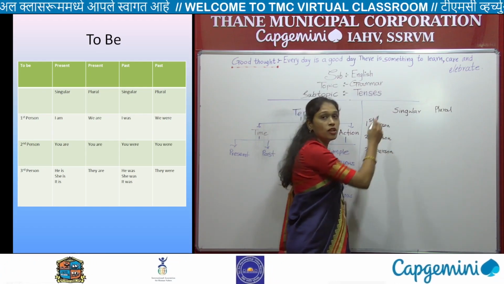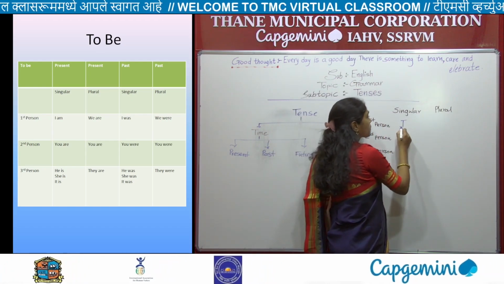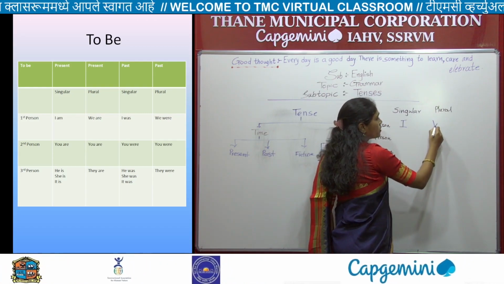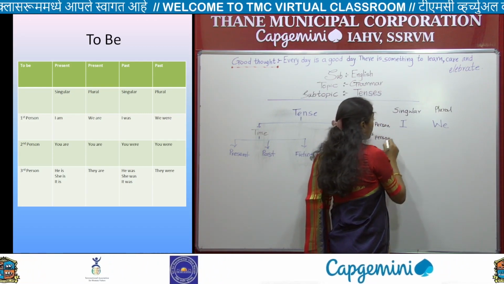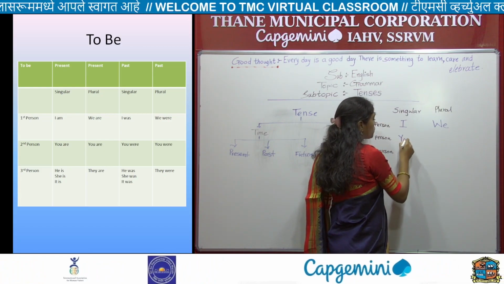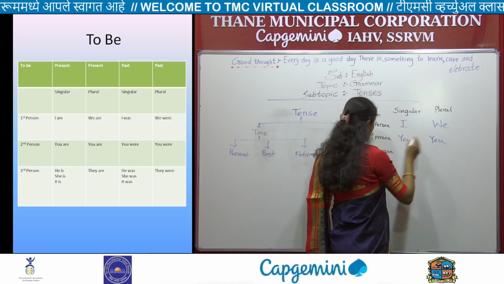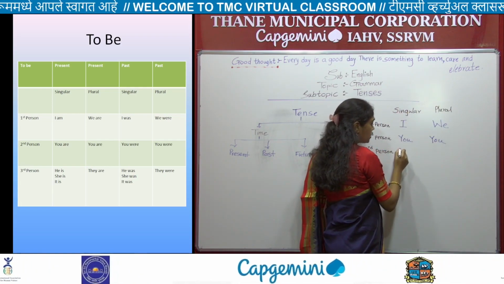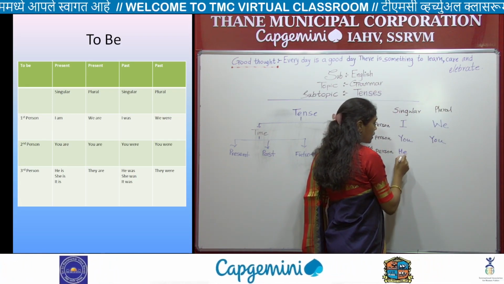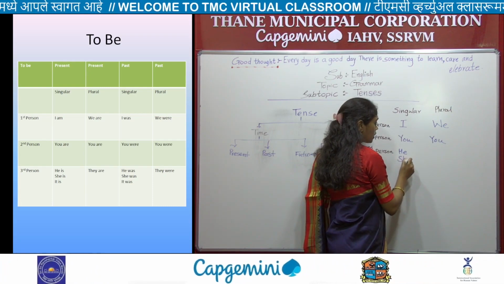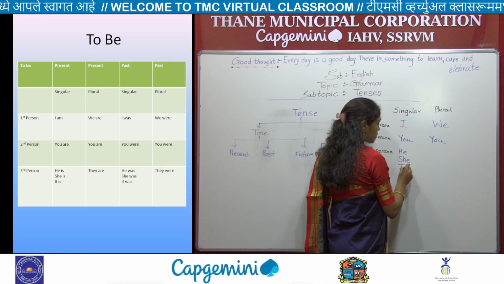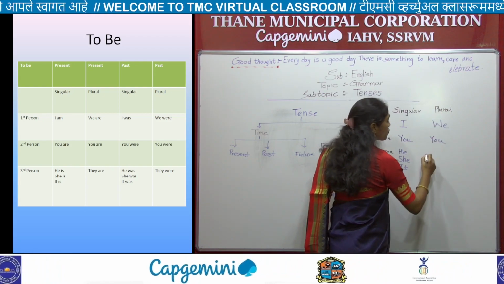First person singular pronoun is I. First person plural pronoun is we. Second person singular pronoun is you. Second person plural pronoun is you. Third person singular pronoun is he, she and it. And third person plural pronoun is they.